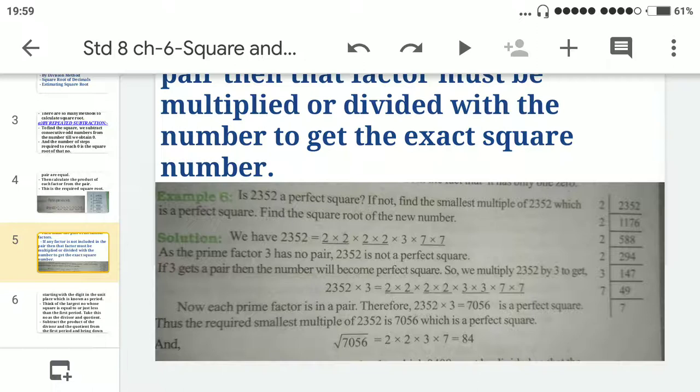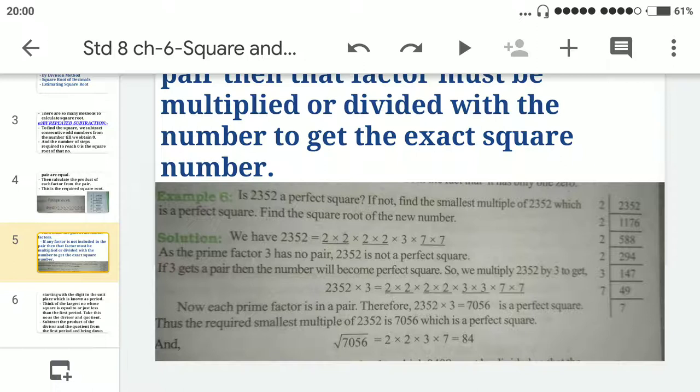Then you can see that while making the pairs, 3 is left unpaired. So what to do? Simply multiply by another 3 to make a pair of 3 into 3, and the result is now 7056. Now it is a perfect pair of each factor. So 2 into 2, another 2 into 2, another 3 into 3, and another 7 into 7. From each pair you can take one factor, and the product is 84.